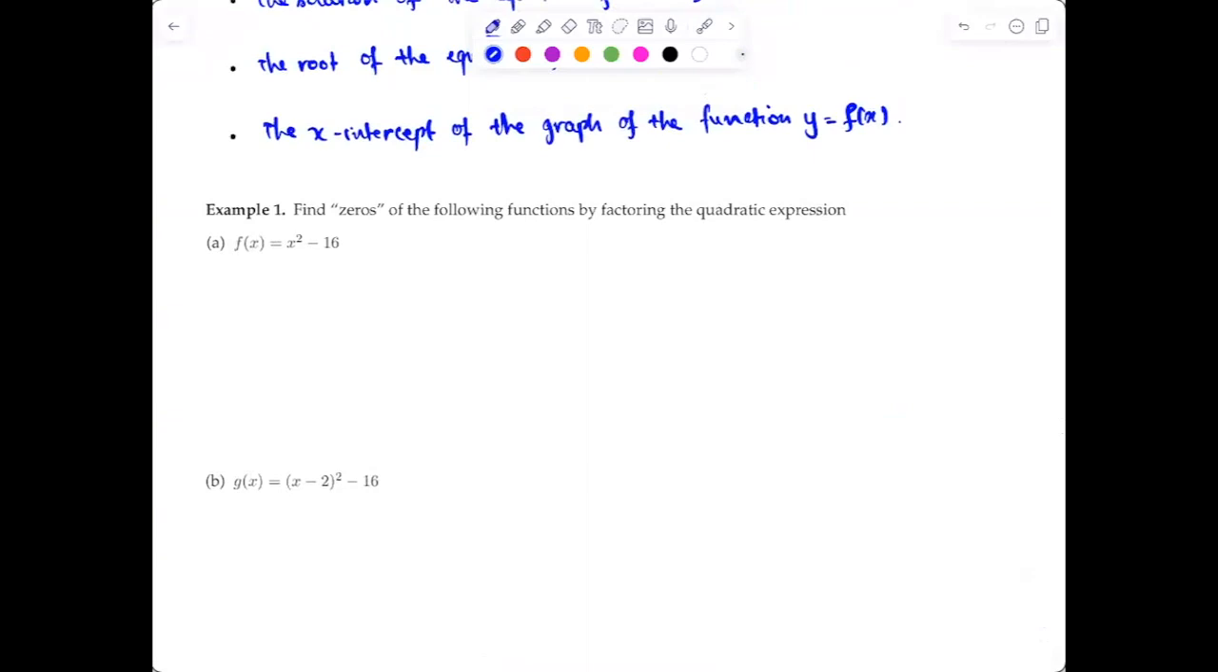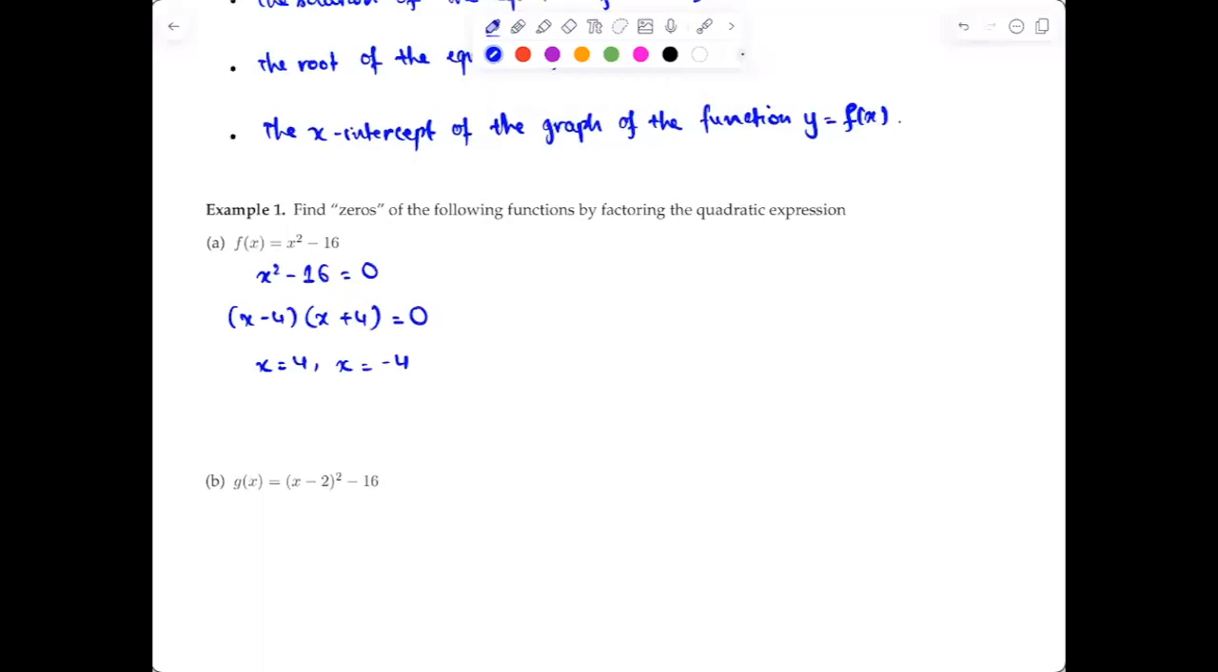So to find the zero of the function, you set the function x squared minus 16 equal to 0. And you can factor this, right? So x squared minus 16 is the difference of two squares. So you can do x minus 4, x plus 4 equal to 0. So you get x equal to 4, x equal to negative 4. So you have two zeros or two solutions or two roots.